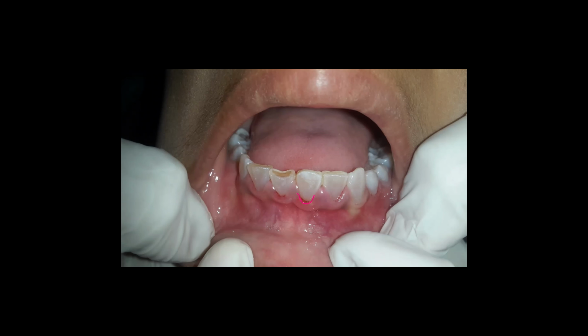So this is the case report that I had to discuss today. The patient is still going on, and we are doing the treatment for this patient.